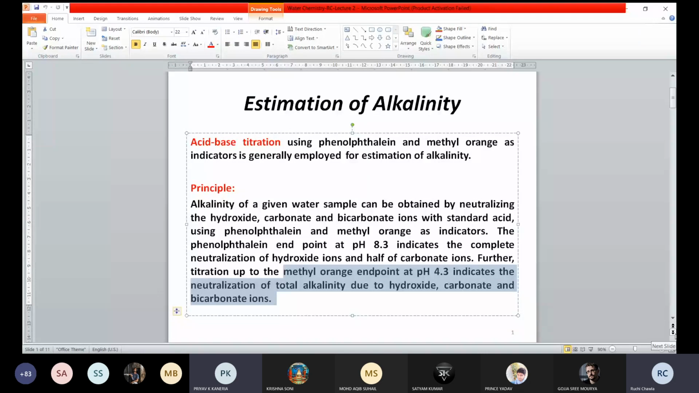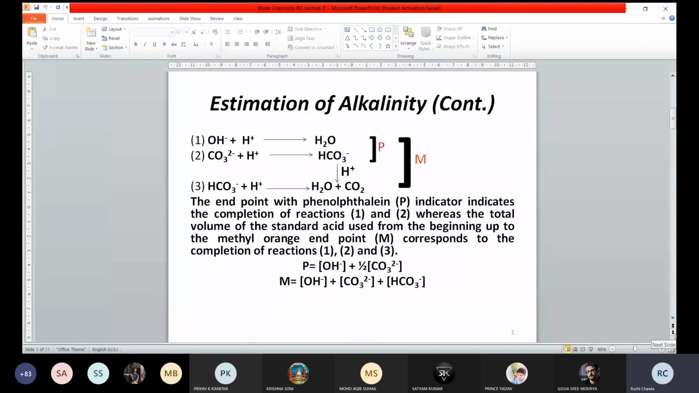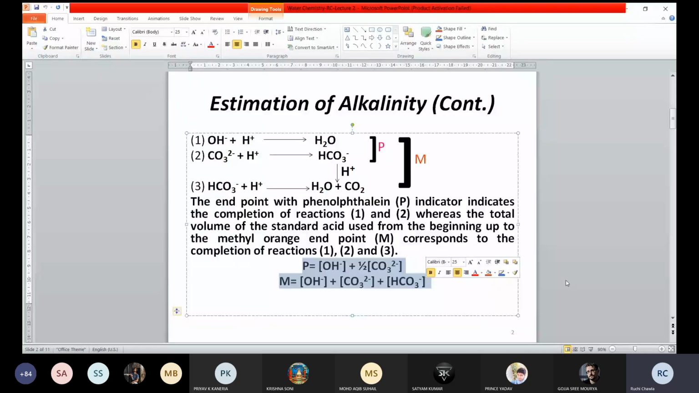Yes, ma'am. Yes. And now this is information, not in fact the concept. This is information that you need to keep in mind. This forms the principle of the method. And this information, or these three reactions, can be translated into these two equations that you can see on the slide right now. In fact, you can say that they also form a part of the principle because these two equations will help you to understand the discussion that will follow in the coming slides.